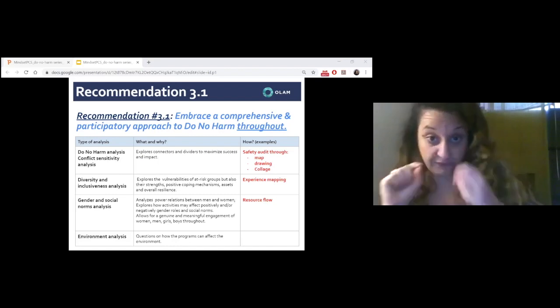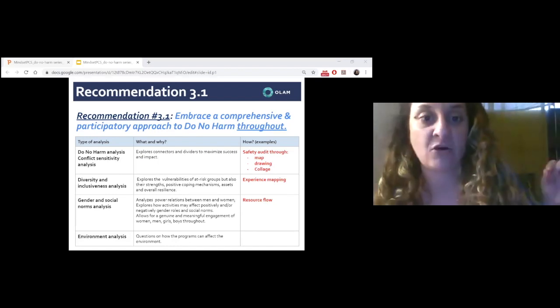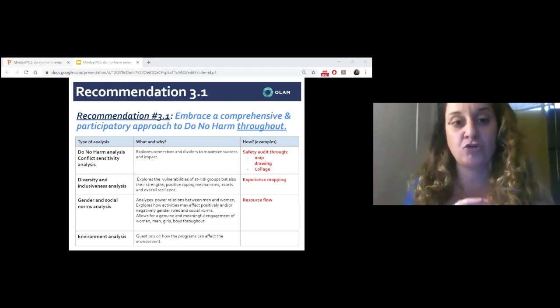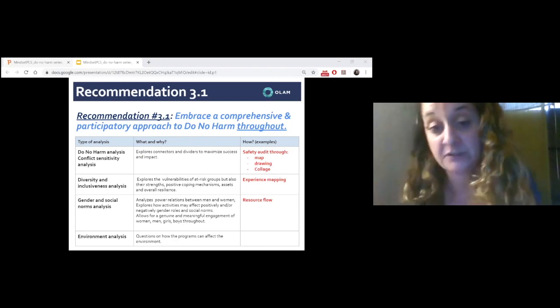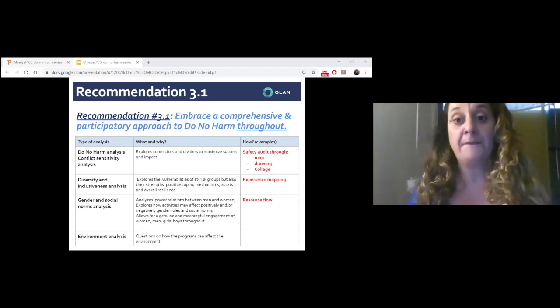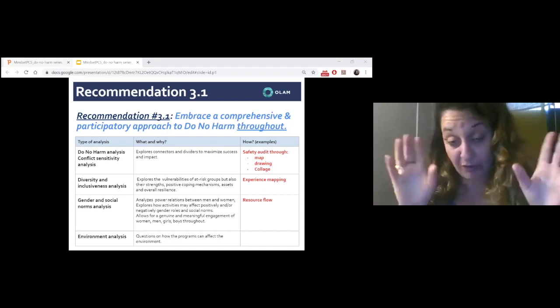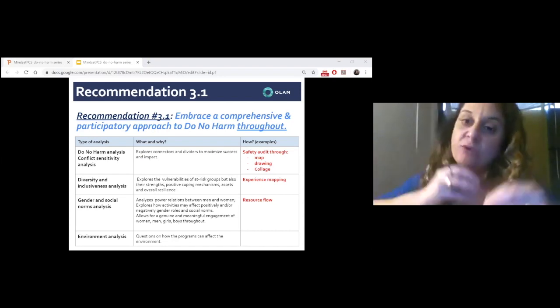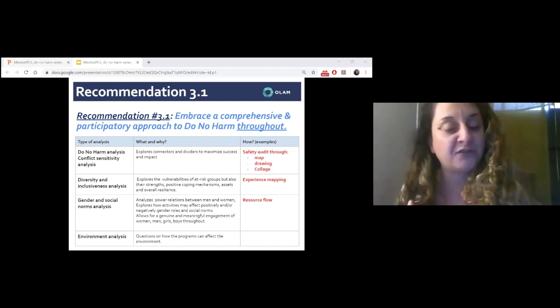So the very important consideration to really highlight in that context assessment is first a do no harm analysis. Sometimes it's also called conflict sensitivity analysis, whatever. And here it's about identifying questions, or even better, activities that will help us understand the connectors and the dividers in specific communities.